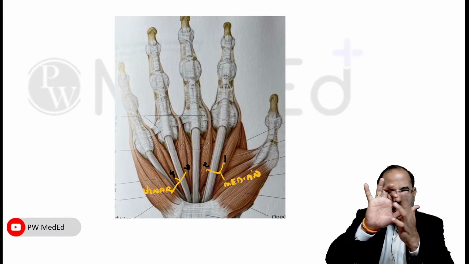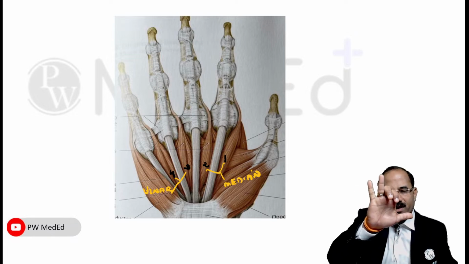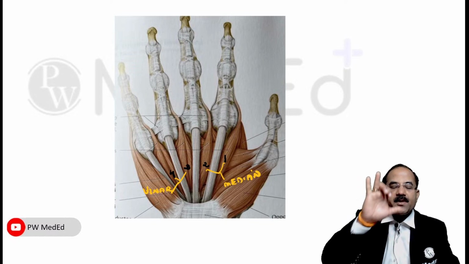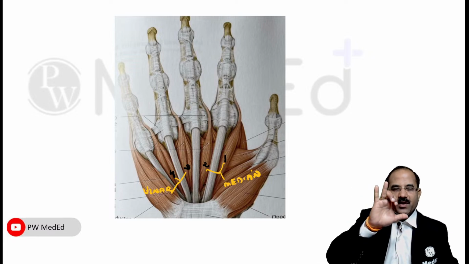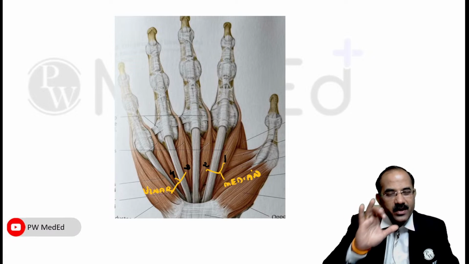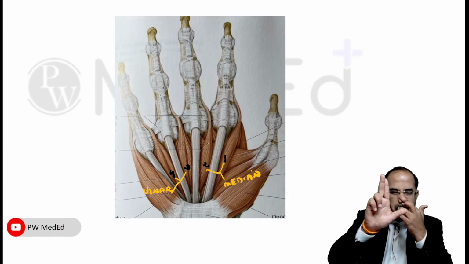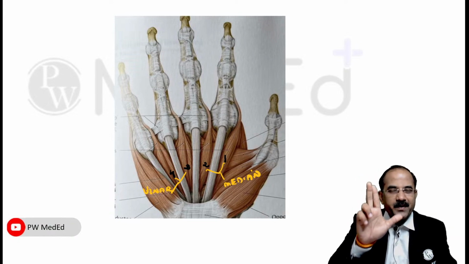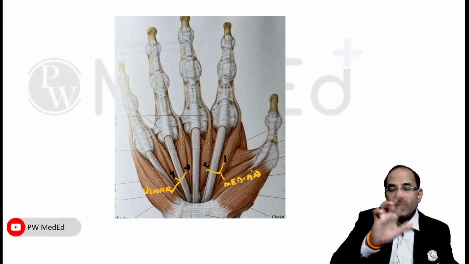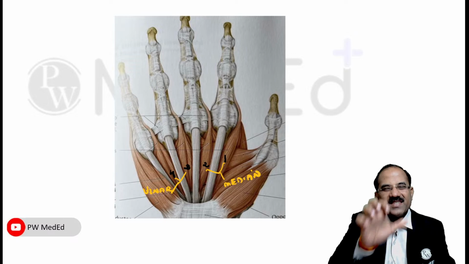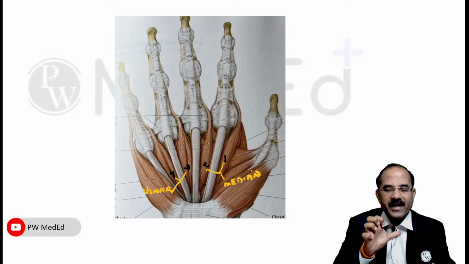This is a claw hand of two fingers. The index and middle finger will show the claw hand. If the median nerve is injured, what do you call this? Partial claw hand. If the ulnar nerve is injured, you get a claw hand of the third and fourth digits. What do you call this? Partial claw hand. And if both median and ulnar nerves are injured, you get a complete claw hand. This is what we call a complete claw hand.